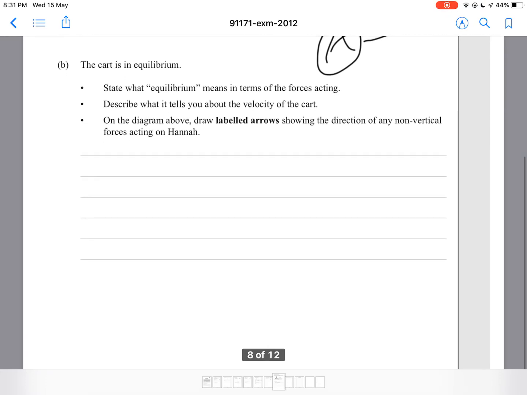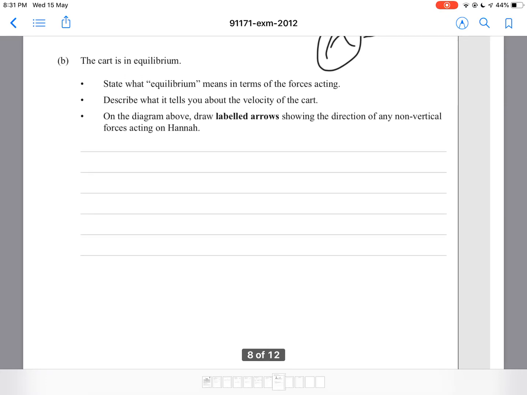Alright, next question, B. The cart is in equilibrium. State what equilibrium means in terms of the forces acting. Describe what it tells you about the velocity of the cart. And on the diagram above, draw labeled arrows showing the direction of any non-vertical forces acting on Hannah.